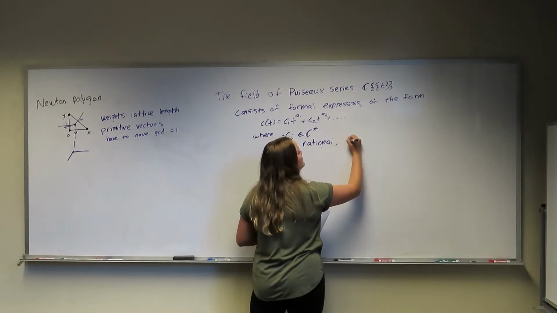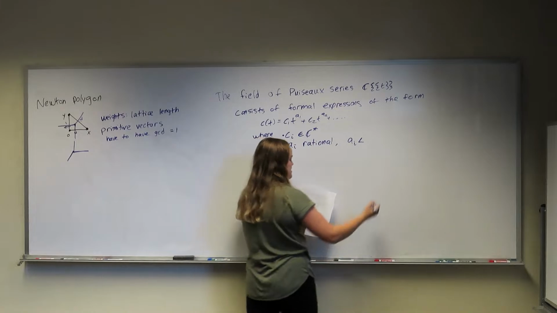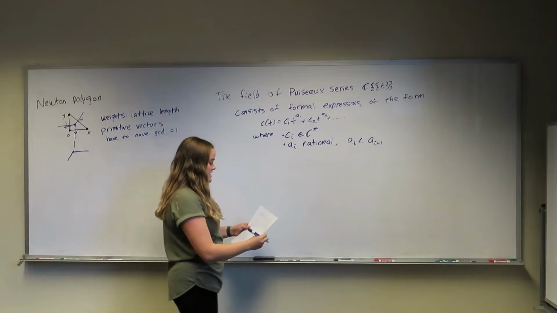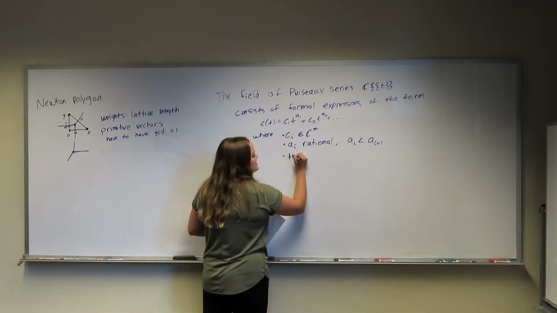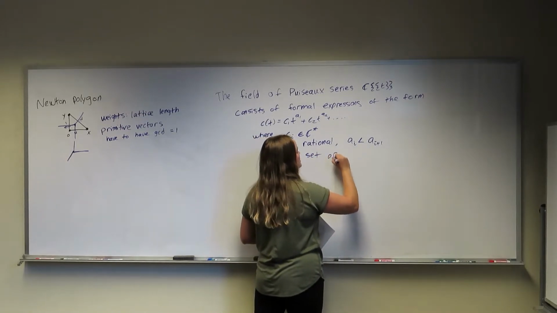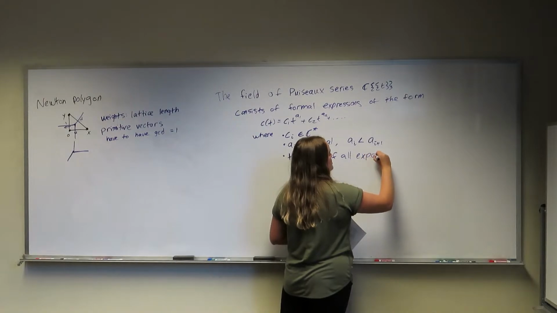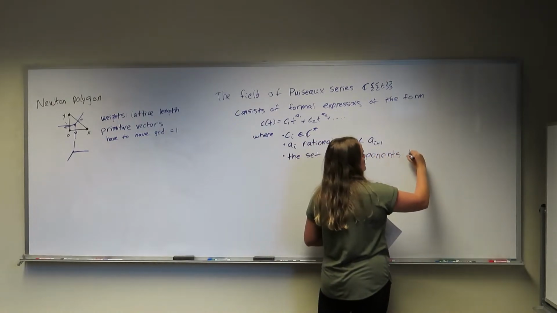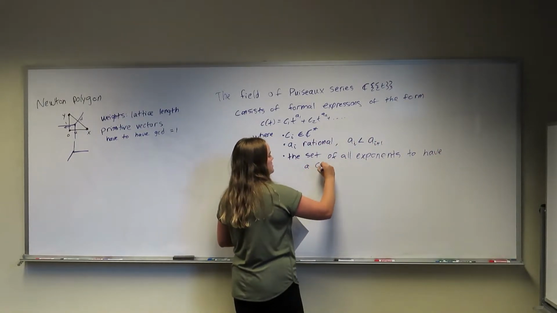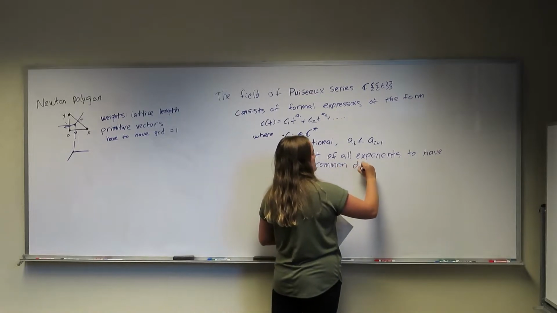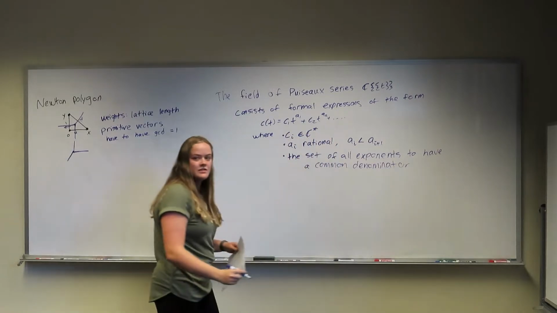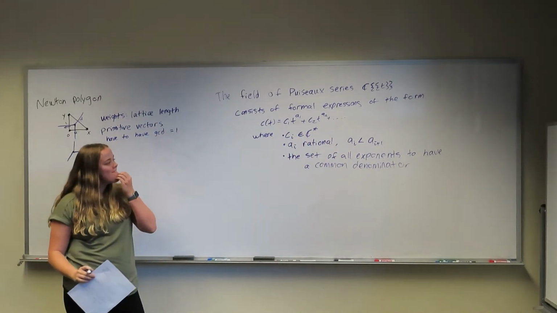and we need ai to be less than ai plus 1. So our powers are increasing. And then we need the set of all exponents to have a common denominator. Yes? Do we require our exponents to be positive? No.